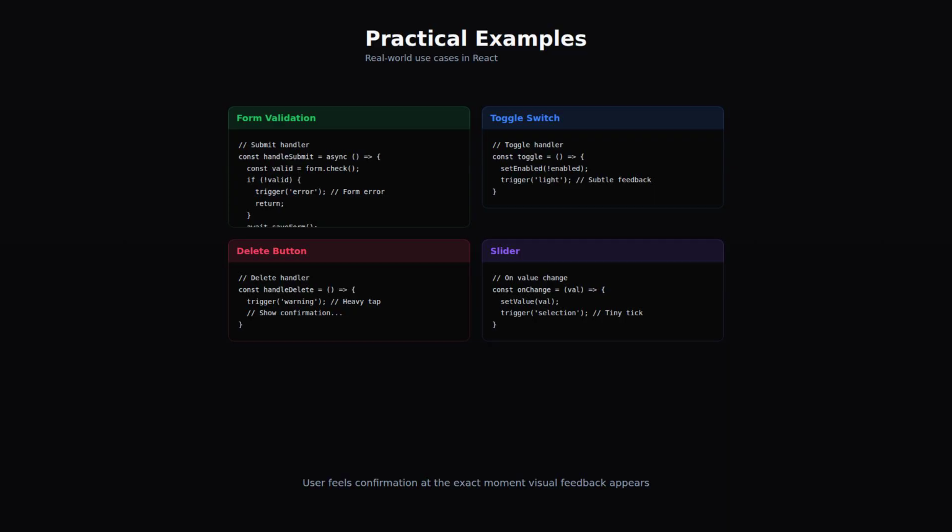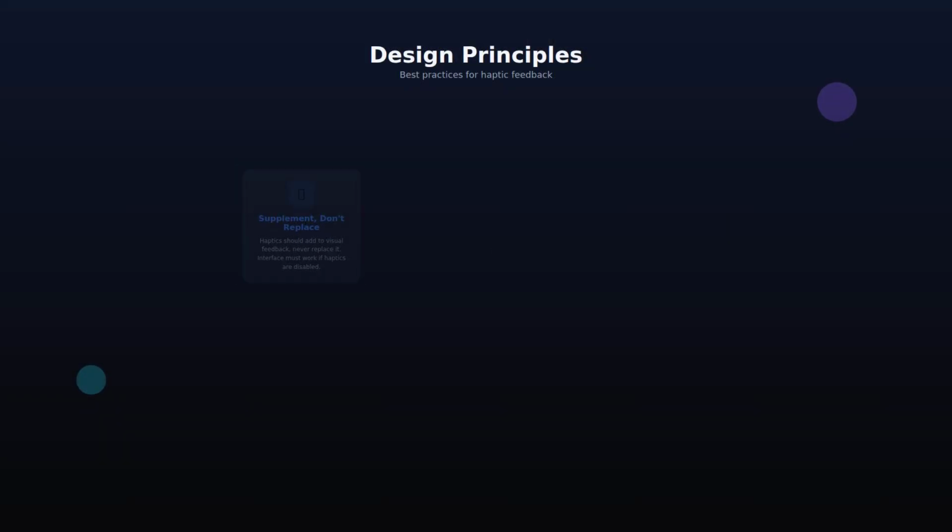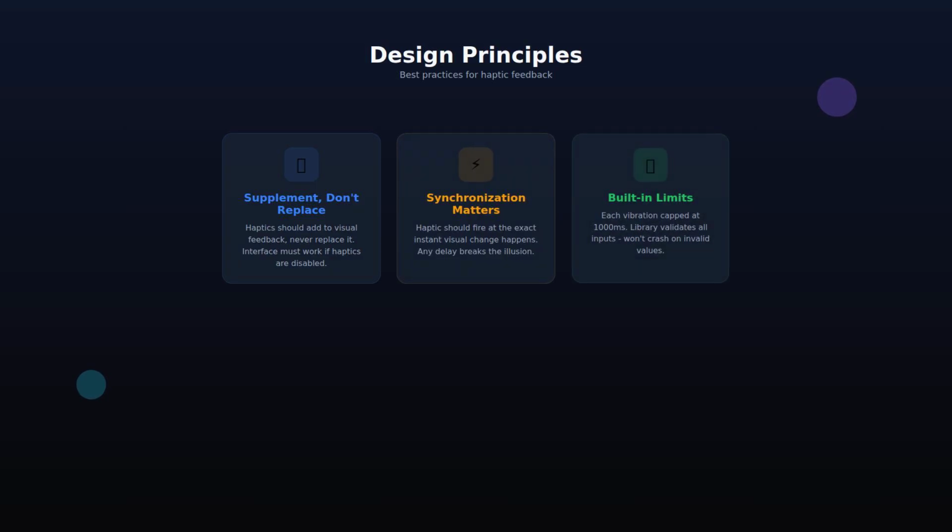For form validation, you might do something like this. When the user submits and there's an error, you trigger error. When it succeeds, you trigger success. The user feels the confirmation in their hand at the exact moment the visual feedback appears. For a toggle switch, you probably want light impact. It's subtle, just enough to confirm the state change. For a delete button, you might use warning, giving a heavier tap that signals this action has weight.